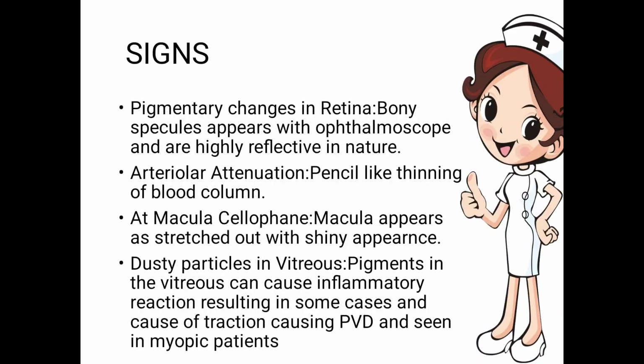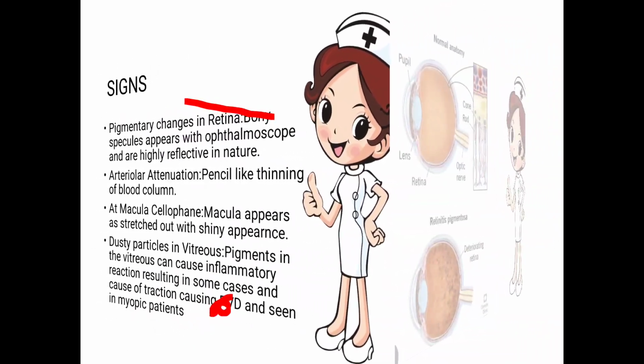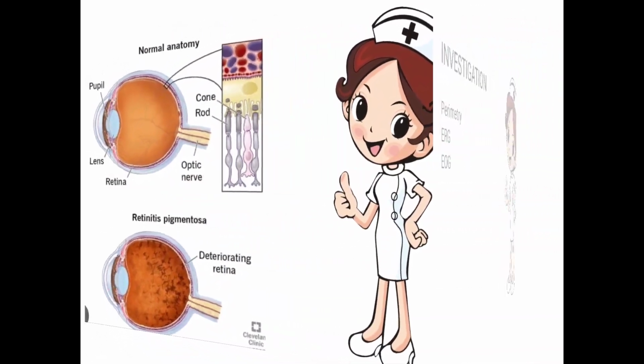Next one, dusty particles in the vitreous. Pigments present in the vitreous can cause an inflammatory reaction, and in some cases cause traction, causing posterior vitreous detachment, and this is seen in myopic patients. Traction means the force which pulls the retina through the vitreous. So these are the dusty particles which we can find inside the vitreous. These all are the signs.